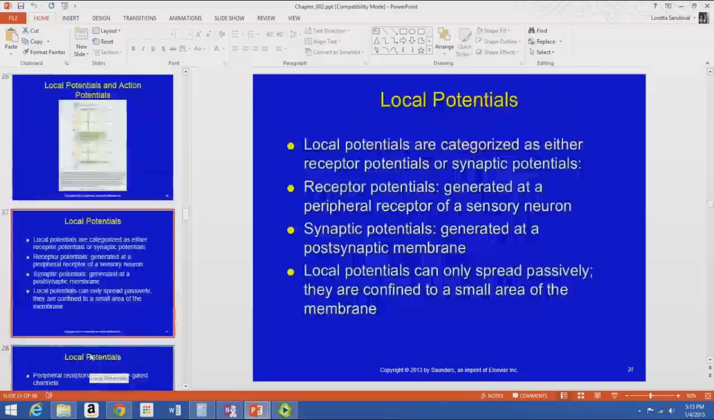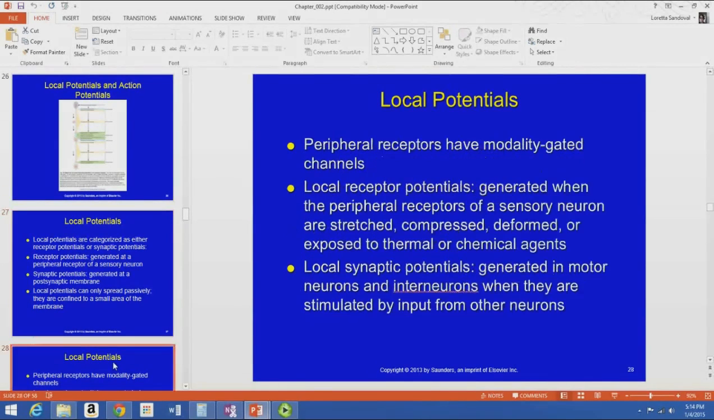Okay, so local potentials are either receptor potentials or synaptic potentials. Receptor potentials are generated at a peripheral receptor of a sensory neuron. Synaptic potentials are generated at the postsynaptic membrane by the binding of neurotransmitter. Local potentials only spread passively, and they're confined to a small area of the membrane. Of course, I'm repeating this now, but I'm repeating it because it's important.